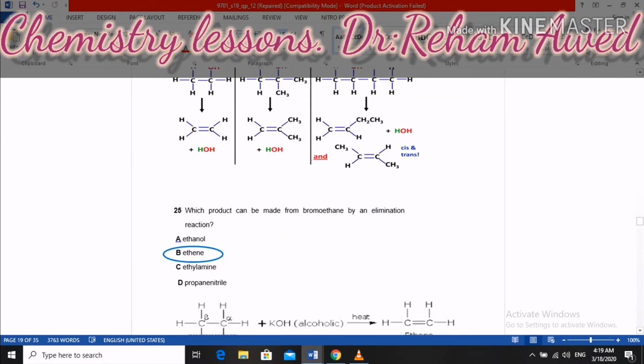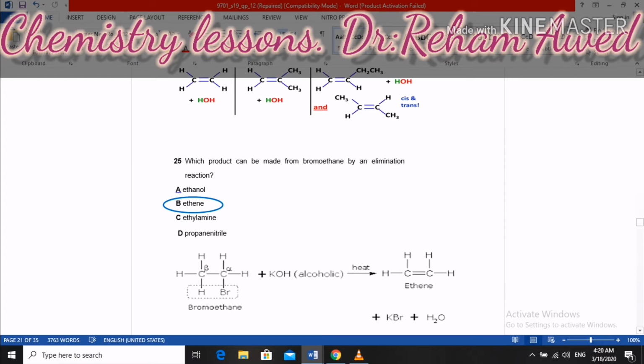Next question, question number 25. Which product can be made from bromoethane by an elimination reaction? An elimination reaction is one type of reaction in which we remove small molecules. For example, we can remove one molecule of water, one molecule of HCl, or one molecule of HBr. In our reaction, we will remove one molecule of HBr and form a double bond. So we have CH2=CH2, ethene, plus potassium bromide plus water.